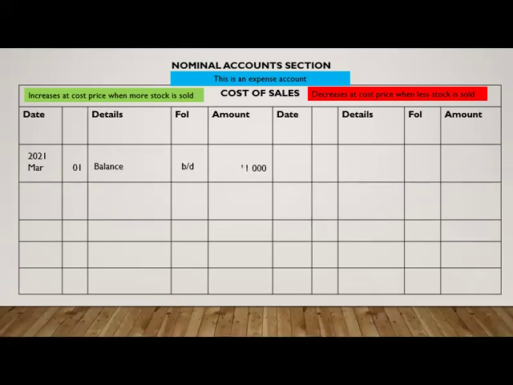Already we had a balance of 11,000 on the debit side. So that 11,000 will increase by trading stock. So cost of sales always goes with trading stock. You just write 31 there. You don't have to write 2021 March again. So you have trading stock from the DJ, and the amount will be 2,660.